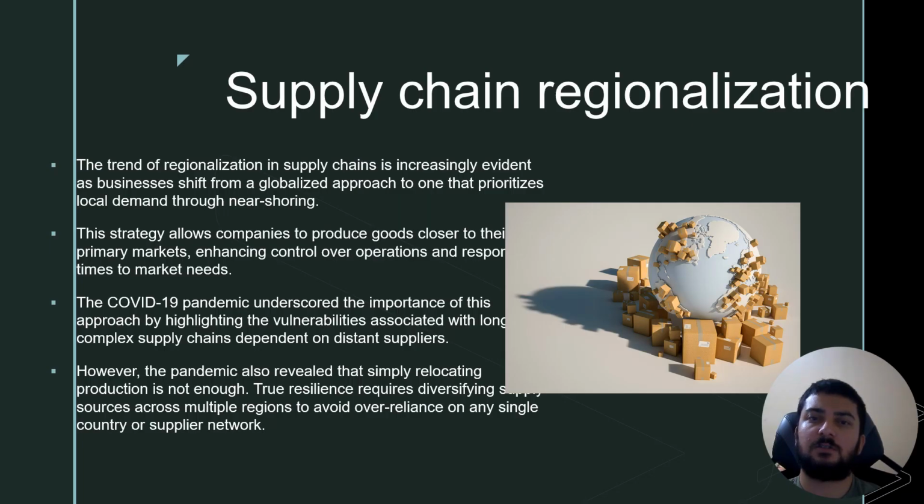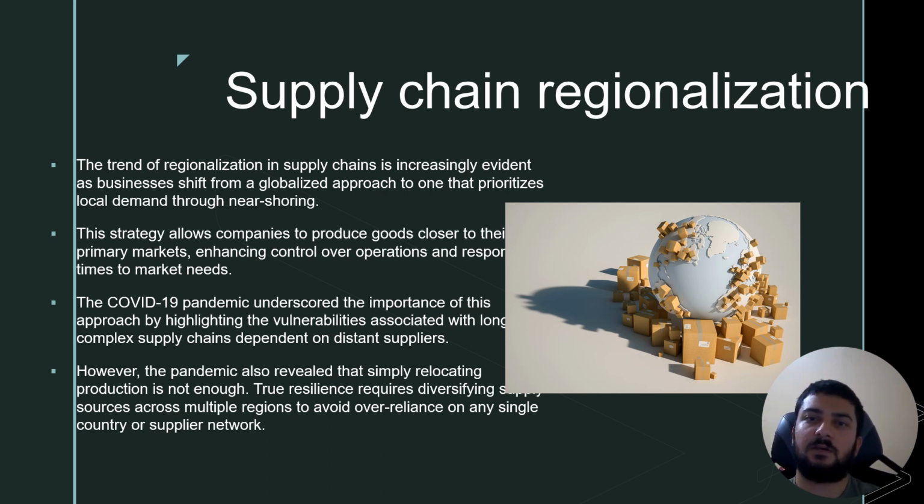Supply chain regionalization. The trend of regionalization in supply chains is increasingly evident as businesses shift from a globalized approach to one that prioritizes local demand through nearshoring. This strategy allows companies to produce goods closer to their primary markets, enhancing control over operations and response times to market needs. For example, the Coca-Cola plant we have here in McAllen. Coca-Cola does this a lot, where they have a plant in every major city, so that way their distribution costs are reduced.